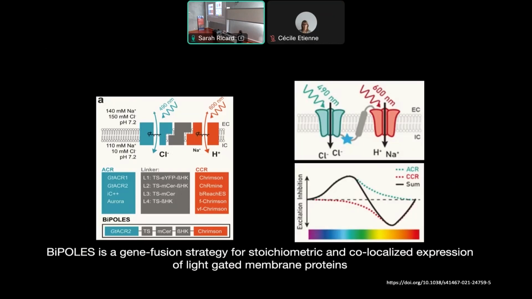And this is a really powerful tool for neuroscience research, right? Because now you can probe what happens when I don't have activity and what happens when I do. And you can do that in a very precise manner because you're always targeting the same cells.